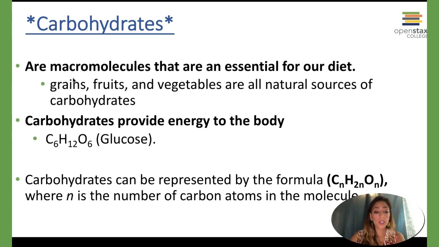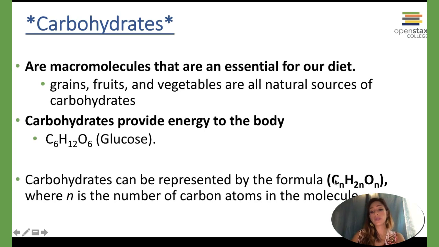Carbohydrates can be represented by the formula CnH2nOn. That n is represented by the number of carbons in the formula. So if there are 6 carbons, which is the bare minimum for carbohydrates, remember glucose is the simplest of all carbohydrates, then you would do 6 times 2, which would be 12 hydrogens, and then 6 oxygens. Once again, that's the simplest of all of them, glucose. And then you could go up from there.